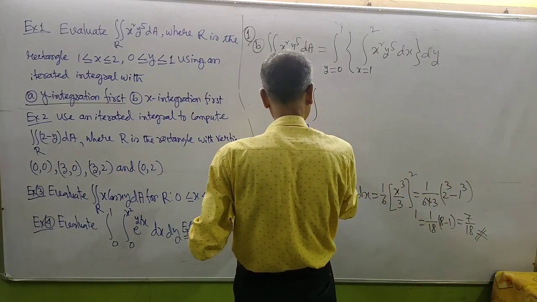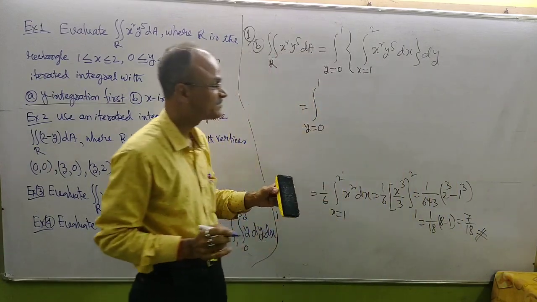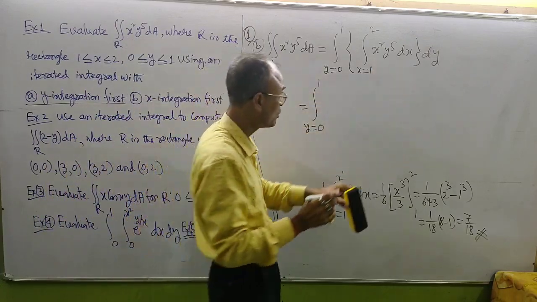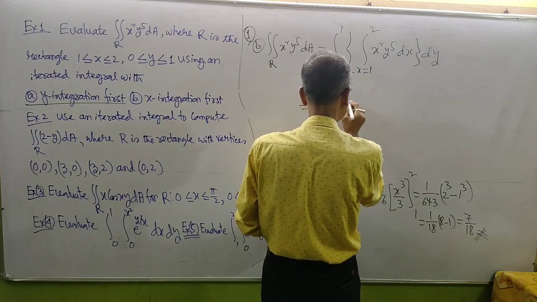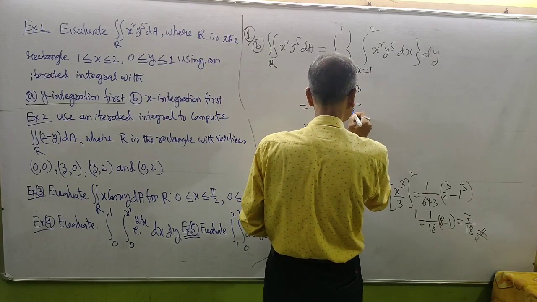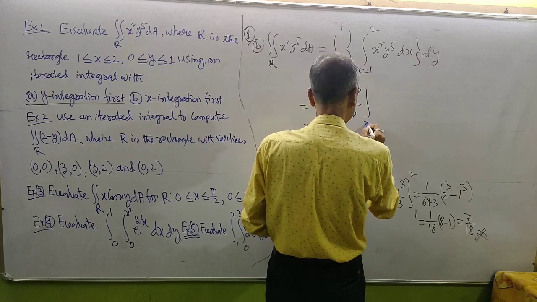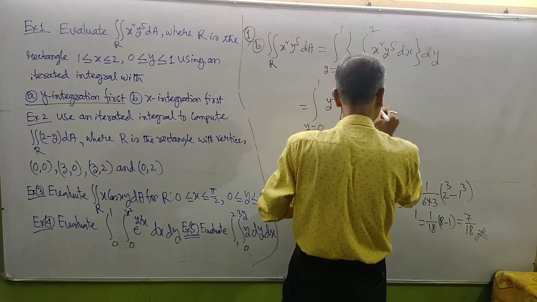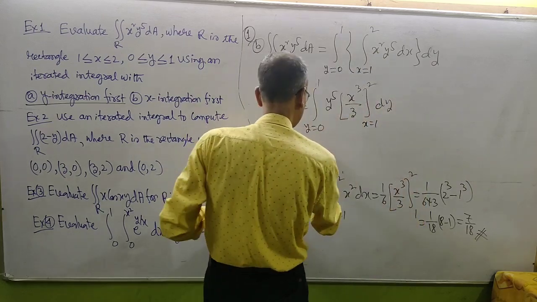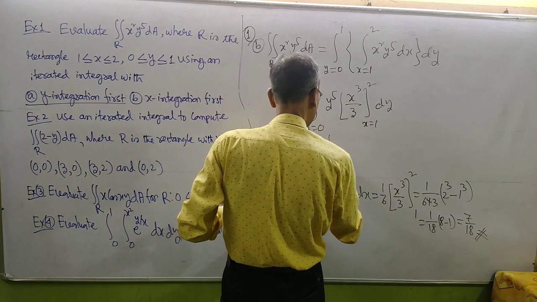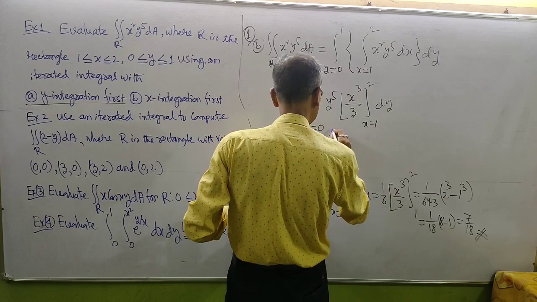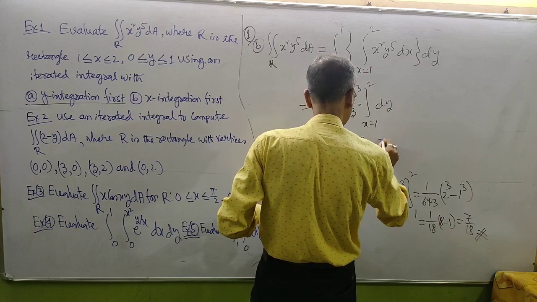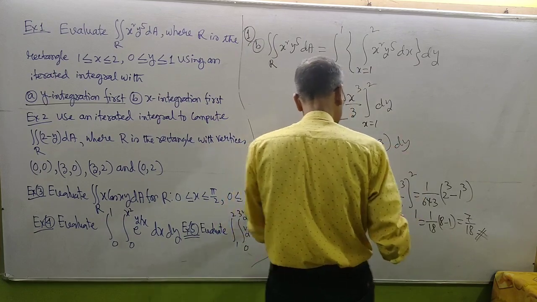This is equal to the integral y equal to 0 to 1. Now you are integrating with respect to x, therefore treat y as constant. Y to the power 5 times x cubed by 3, x equal to 1 to 2, dy. This is equal to 1 by 3 integral y equal to 0 to 1 of y to the power 5 times 2 cube minus 1 cube dy.